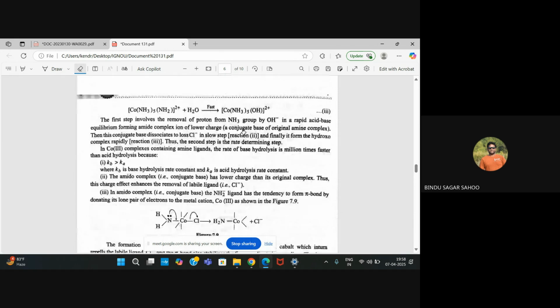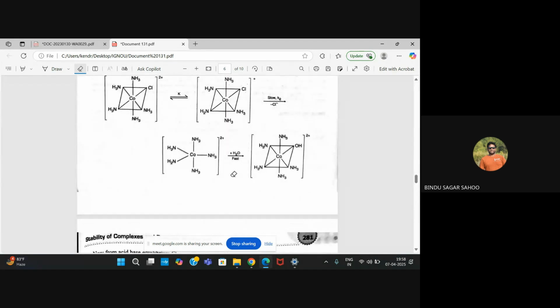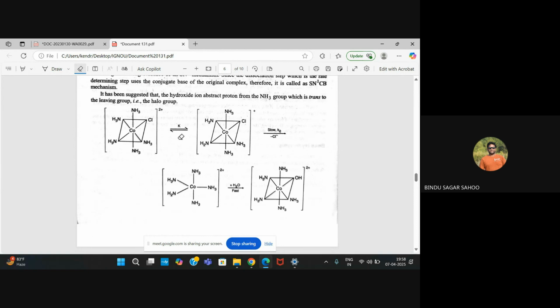Same process, same steps here. In the first step, proton abstraction occurs. There will be formation of the conjugate base. In the next step, there will be removal of the leaving group. A pentacoordinated intermediate will form. And in another step, there will be addition of the water ligand, or incoming ligand. It will form a hexacoordinated complex or octahedral complex like that.